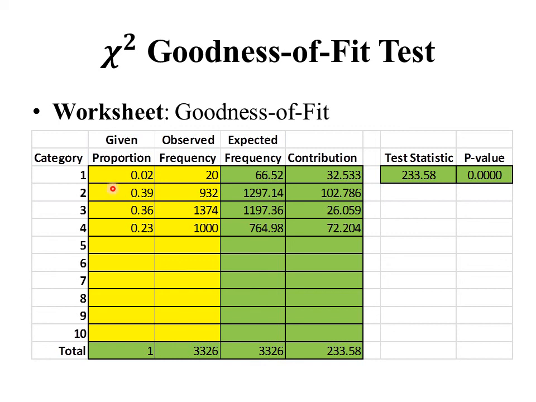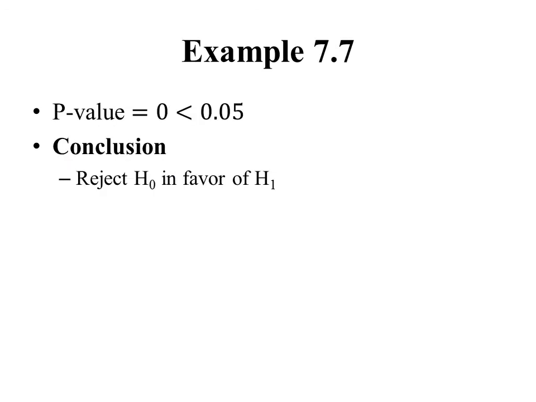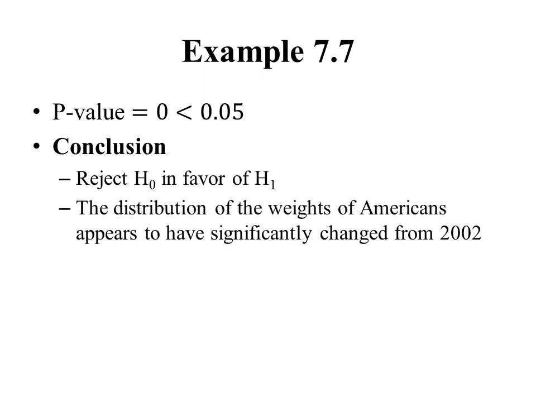And so to use this data to test our claim, we'll use our worksheet goodness of fit. We enter our given proportions here, our observed frequencies here. Excel crunches the numbers. Here's our test statistic, and here's our p-value. Interpret that p-value in the same way as every other p-value. That p-value is much less than 0.05, and so we would reject the null hypothesis in favor of the alternative. So what that means is that the distribution of the weights of Americans appears to have significantly changed from 2002 to the present. So it appears that things have changed.